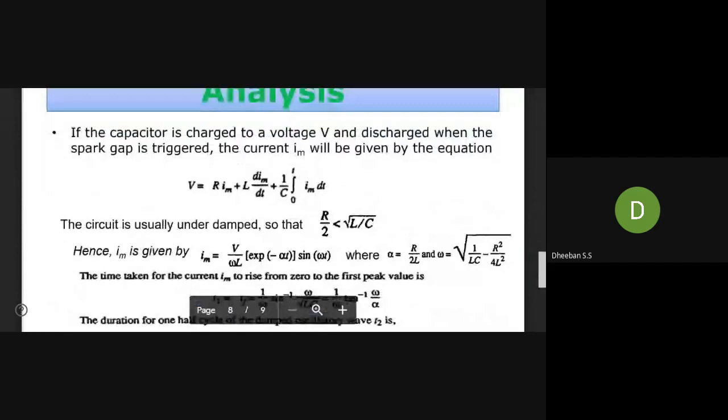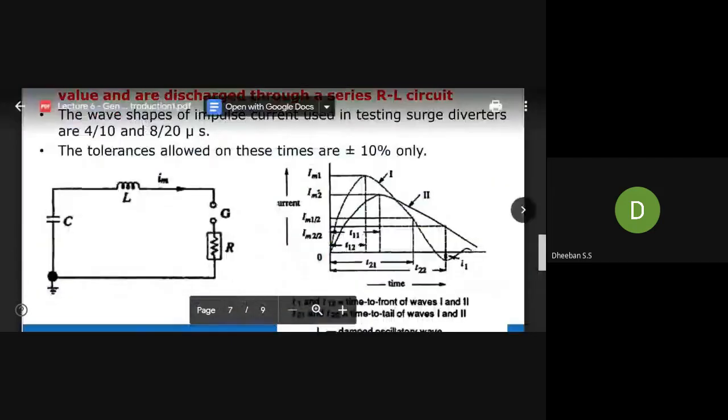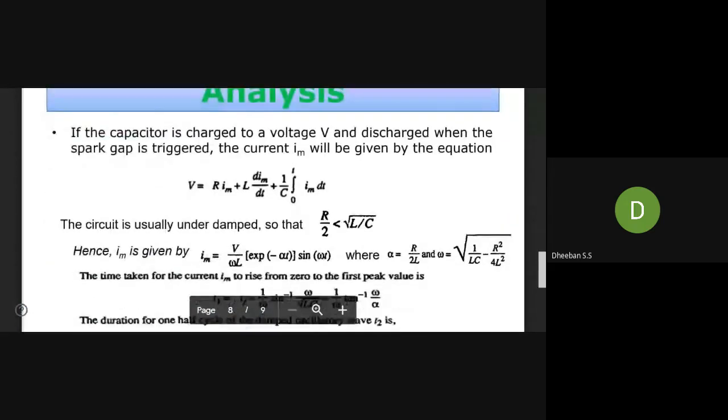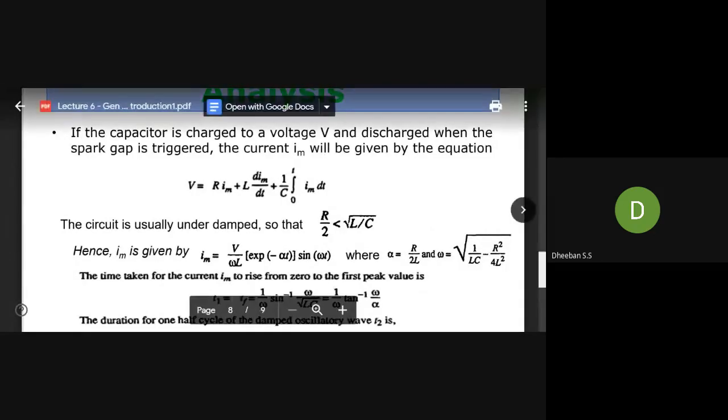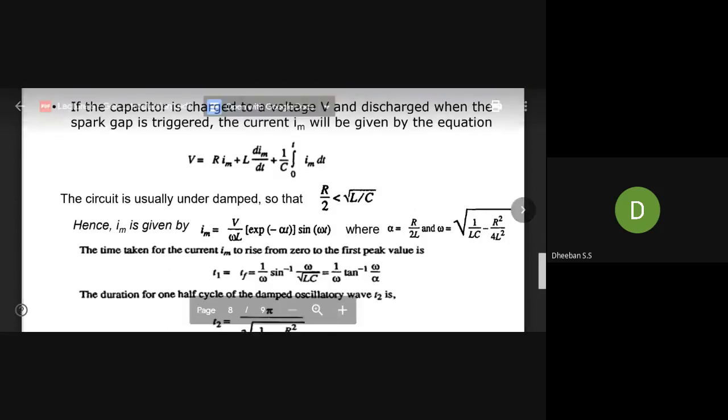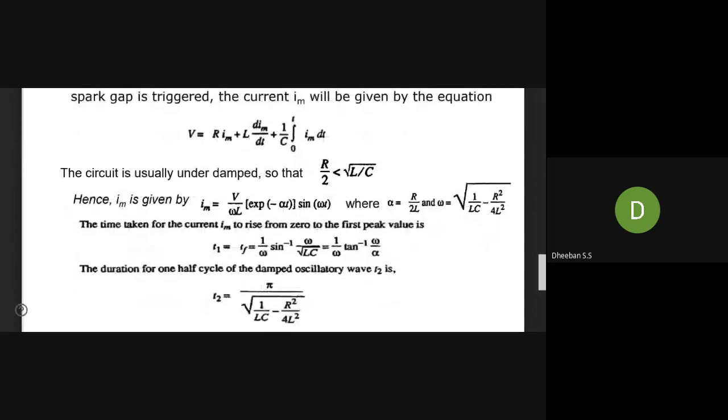They are analyzing the circuit, which is a series RLC circuit. The same analysis will be given. They will be applying KVL and finding the roots of the equation. The roots correspond to alpha equal to R by 2L, and omega equal to root of 1 by LC minus R square by 4L square. This same expression you have studied in your circuit theory, in unit 4. The same thing is repeating here.